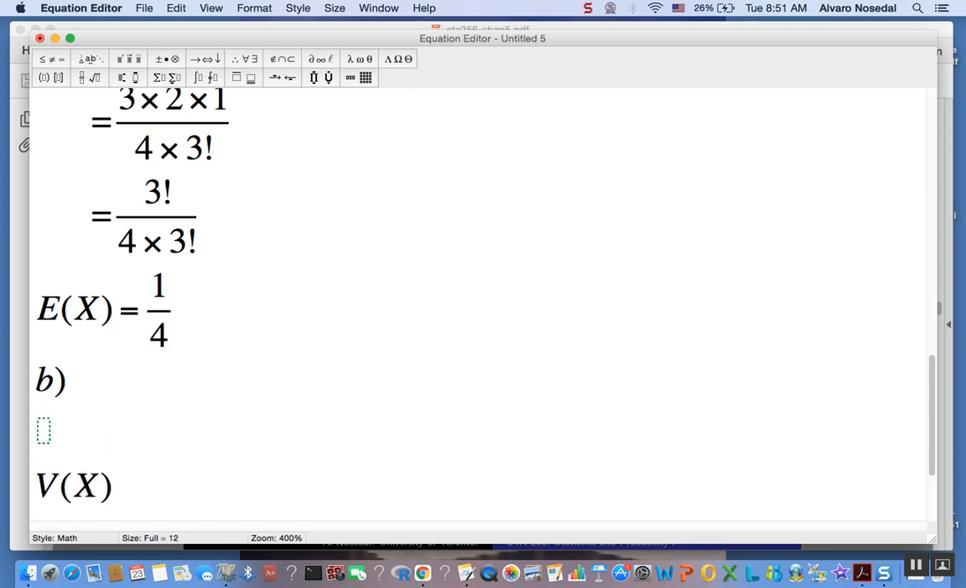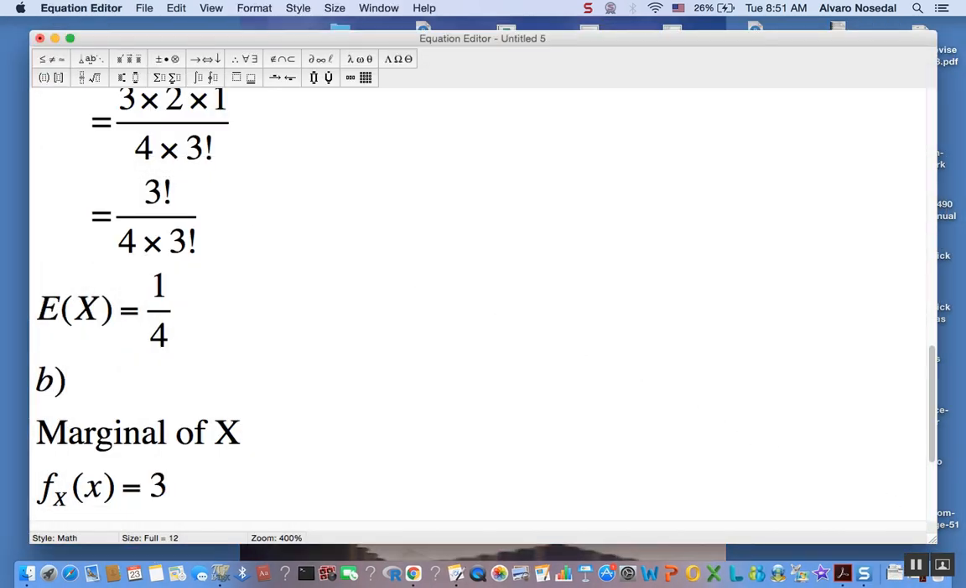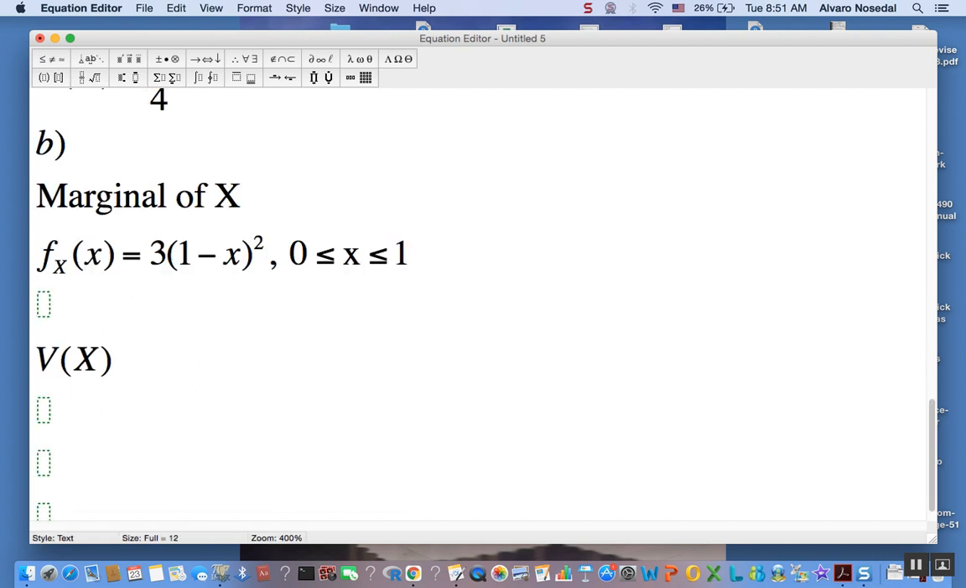So the marginal of x is f of x. We said it's 3 times 1 minus x squared, and this lives in the 0, 1 interval, right? Agreed? And it's 0 elsewhere.